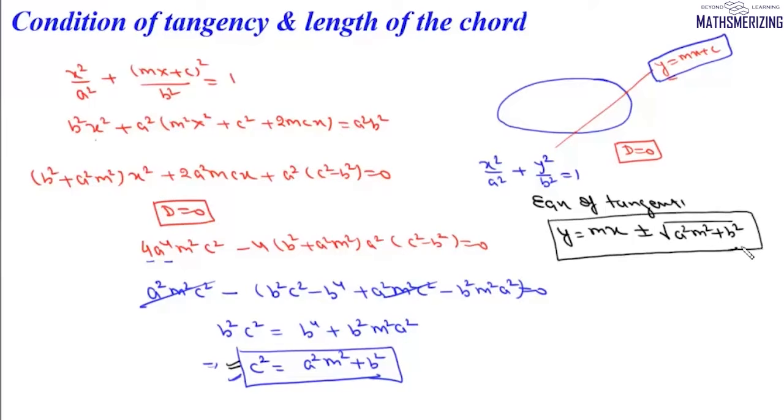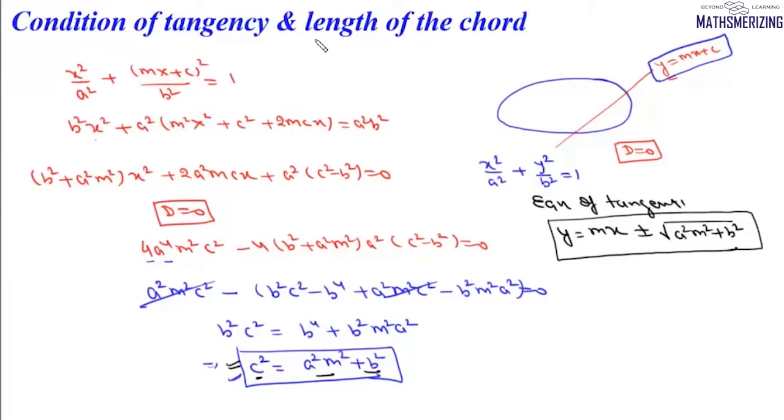So if we are given a slope, then we can write equation of tangent to the ellipse as y equals mx plus minus under root a square m square plus b square. So condition of tangency is c square must be equal to a square m square plus b square, and equation of tangent is y equals mx plus minus under root a square m square plus b square.